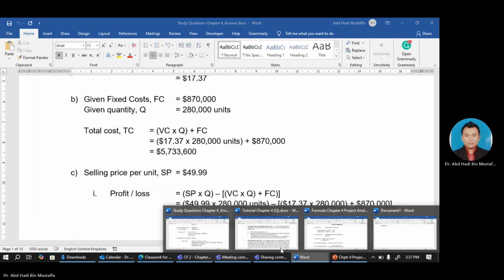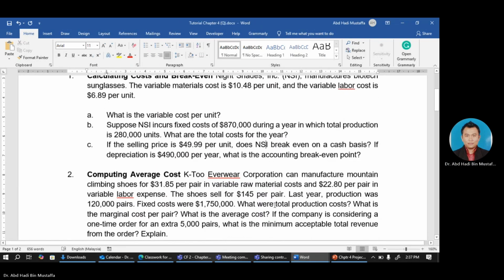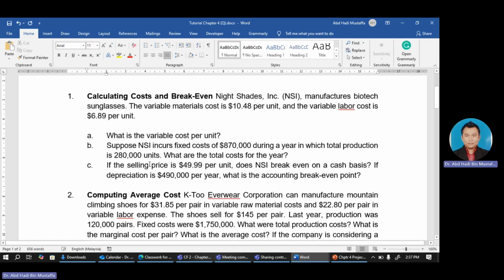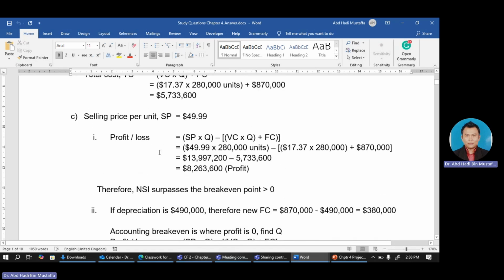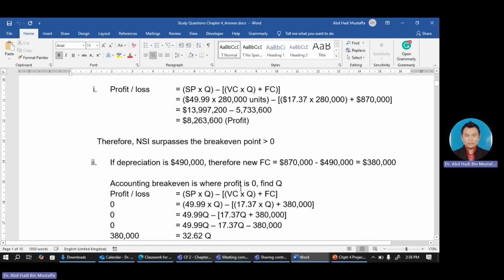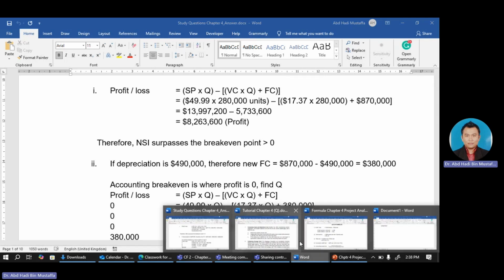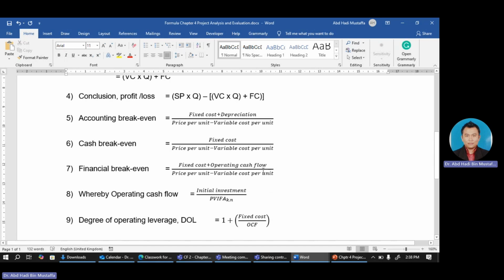Okay. All right, the last part, question C. If the selling price is 49.99 per unit, this is your price per unit because you want to find the revenue. Does NSI break even on a cash basis? If depreciation is 490,000 per year, what is the accounting break even point? Okay, so I will teach you until question number 1 only, because question number 2 involves formula number 5, 6, 7, 8 and 9, which I will teach you tomorrow. Yeah, tomorrow. Don't worry.